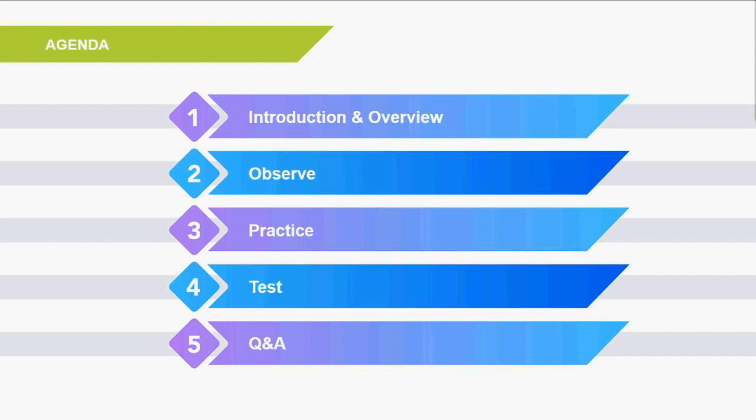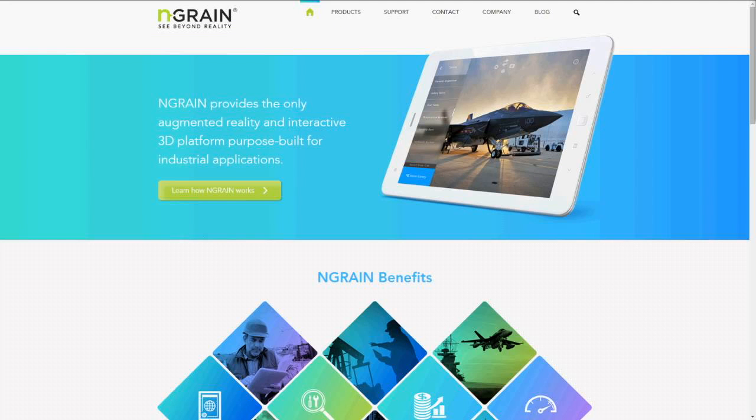First, a very quick introduction about NGRAIN. NGRAIN is an industrial 3D company that's been around since the early 2000s. You may have heard of us for our voxels. You may have heard of us for our augmented reality. But today we're talking about maintenance training and our COTS product for that. You can learn more about us at ngrain.com. This is the website here. I encourage you to go there.